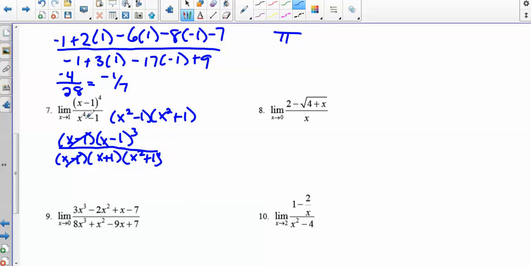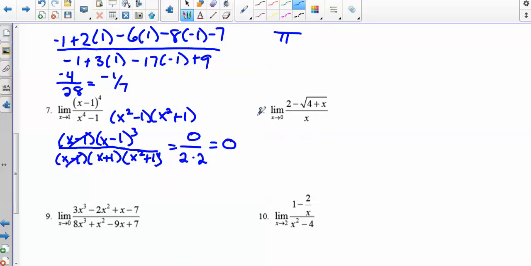So now I can plug the 1 in, and I should not get the indeterminate form any longer. I have 1 minus 1 is 0, 0 to the 3 is 0. The denominator is 1 plus 1, which is 2. 1 squared plus 1, which is also 2. So 0 over 2 gives me 0. 0 over 4 gives me 0.